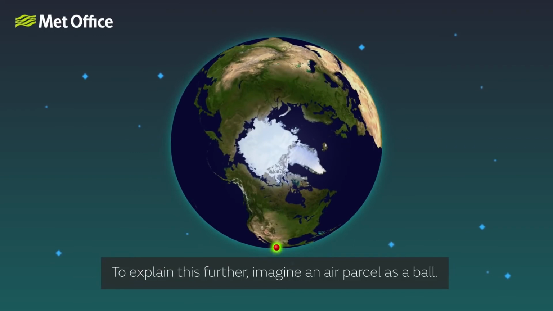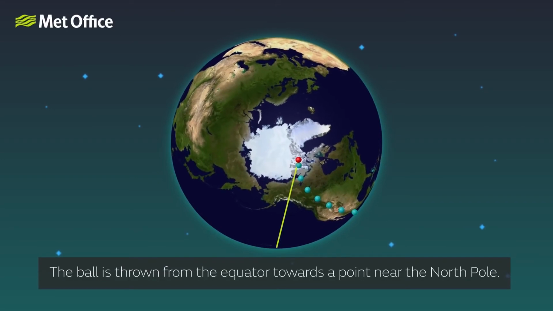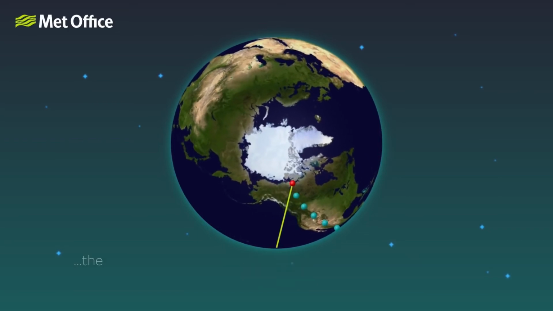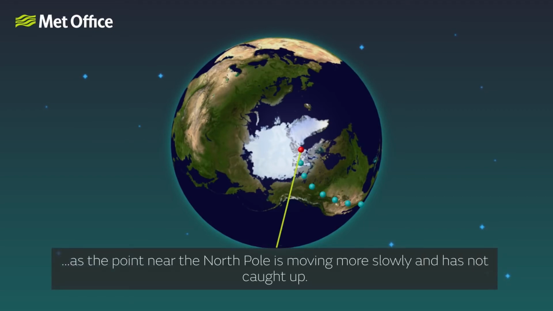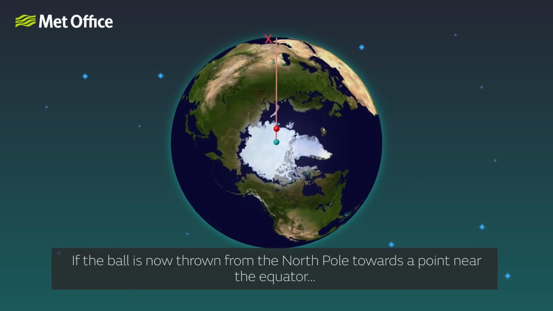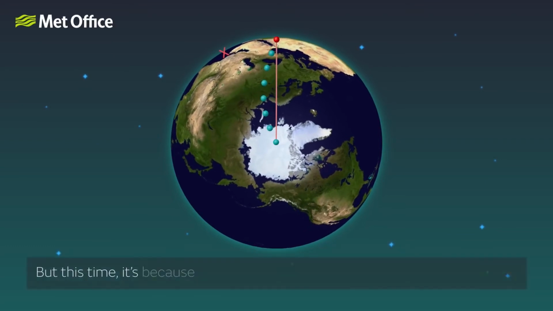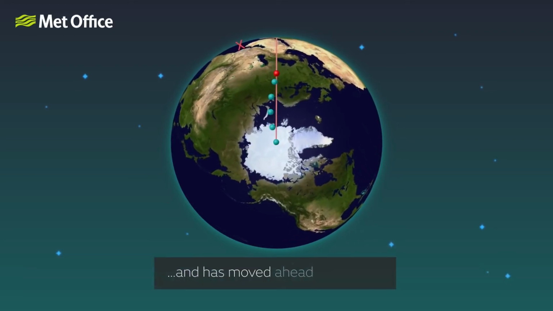To explain this further, imagine an air parcel as a ball. The ball is thrown from the equator towards a point near the North Pole. Even though it moves in a straight line, the ball will appear to an observer on the ground to curve away and land to the right of its target, as the point near the North Pole is moving more slowly and is not caught up. If the ball is now thrown from the North Pole towards a point near the equator, it will again appear to a surface observer to land to the right of its target. But this time it's because the Earth's surface at the equator is moving faster and has moved ahead of the ball.